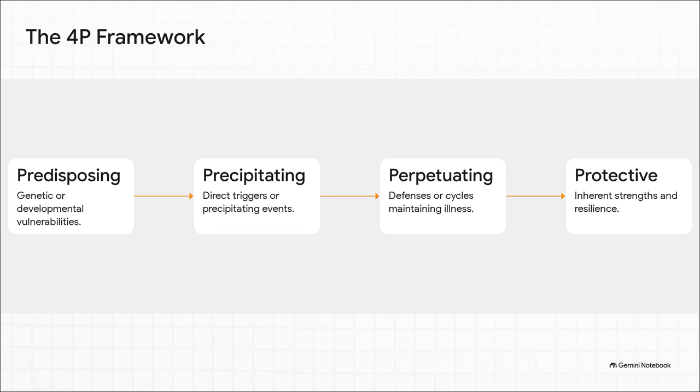To build a coherent biopsychosocial hypothesis, we use the classic 4P sequence. We categorize the patient's history into predisposing vulnerabilities, the immediate precipitating events that trigger the crisis, the perpetuating factors that maintain the illness, and the protective factors, which are their inherent strengths and resiliencies.